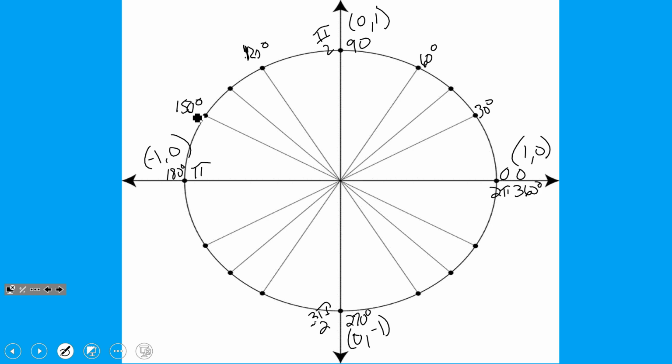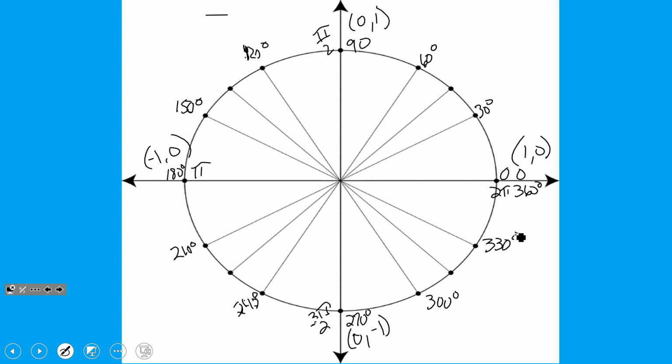7 30s, which is 210. 8 30s, which is 240. 9 30s, which is 270. 10 30s, which is 300. And then 11 30s, which is 330. And then 12 30s would be 360. Do you understand? I know you don't need to count degrees by that, but I think if I count the degrees by that, then it'll make the radians simpler, okay?